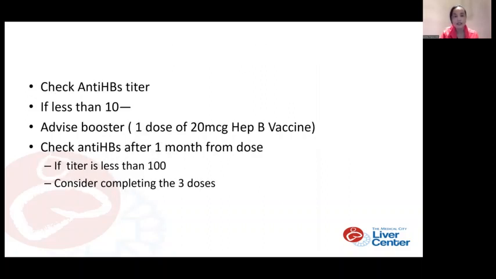So you check the anti-HBs titer. If it's less than 10, you advise him to get a booster. Then you check anti-HBs 1 month after giving the booster. If the titer is less than 100, you should consider completing 3 doses as if giving the primary series.